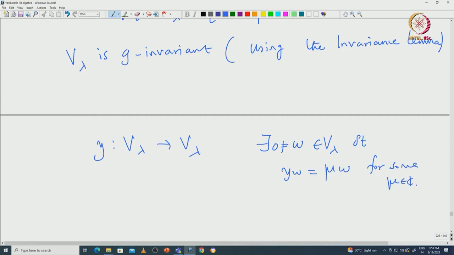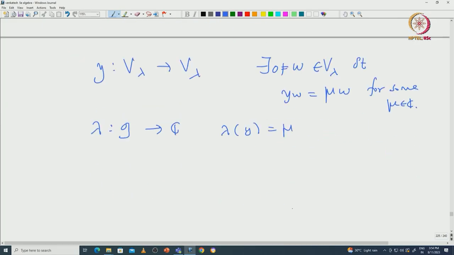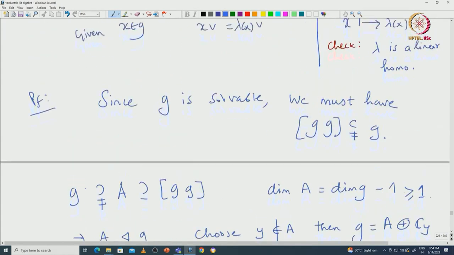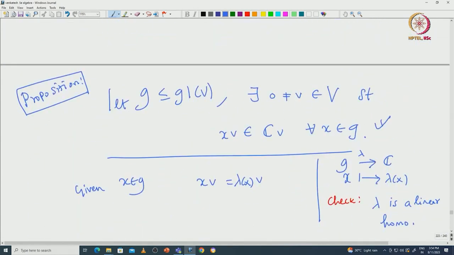Now it is easy to see that we can extend this lambda to g such that lambda of y is this mu, and using this lambda we can see that this w is actually an eigenvector for all of them. That is, lambda of x times w for all x in g. So, that is what we wanted to actually produce. So, we succeeded.